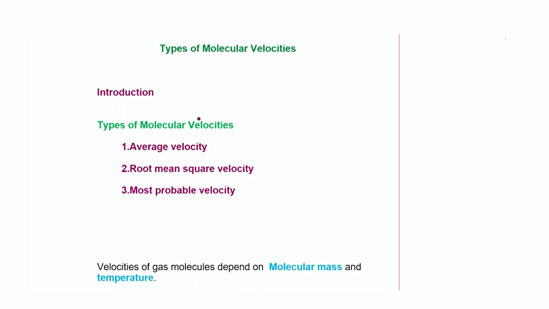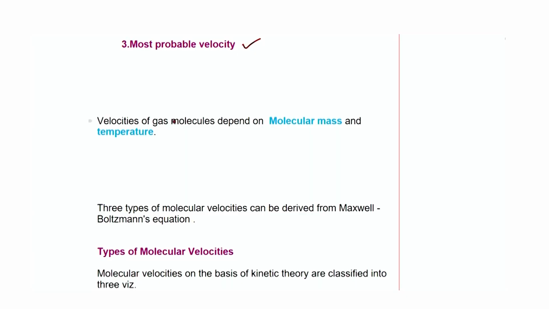Now, the types of molecular velocities discussed here are average velocity, root mean square velocity and most probable velocity. Now, we all know the fact that velocities of gas molecules depend upon molecular mass and temperature, that I have already mentioned in the previous session. Like if molecular mass increases, the velocity tends to decrease. When temperature increases, velocity increases. So, just keep that in mind.